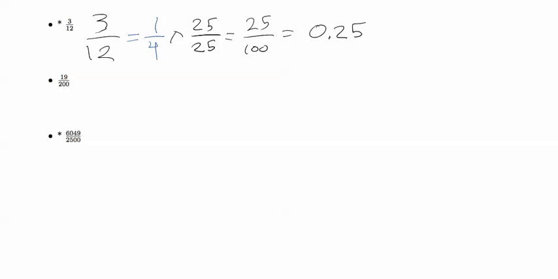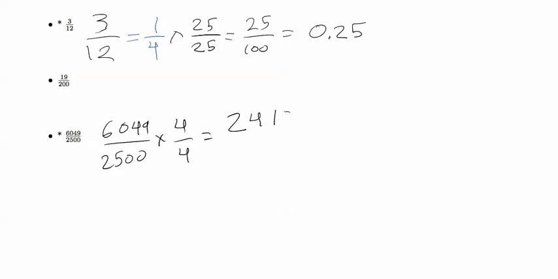Finally, let's look at this bottom example. Again, this number isn't in the form that we want, so let's multiply everything by 4. So let's take 6049 over 2500 and multiply both the top and the bottom by 4. If you work through the math, the number that you'll get up top is 24,196, and in the bottom you'll get 10,000.